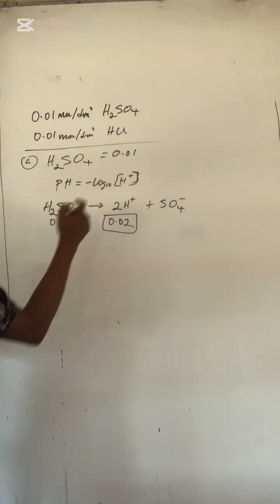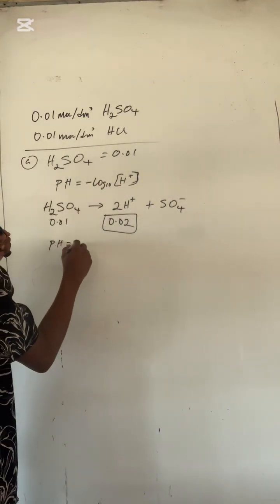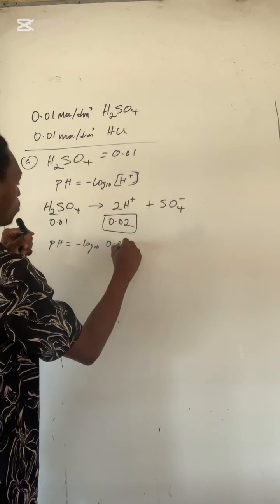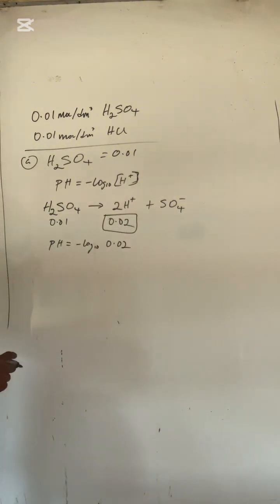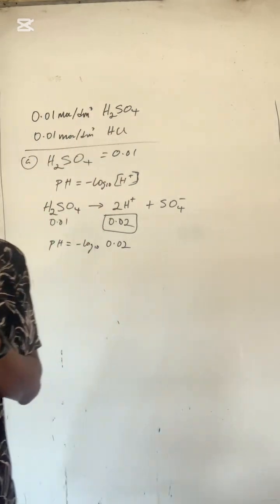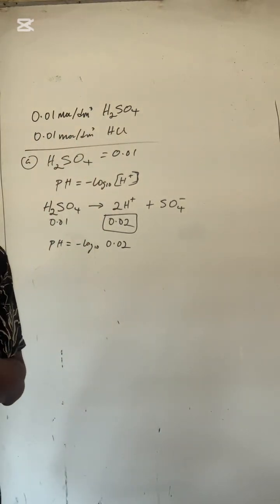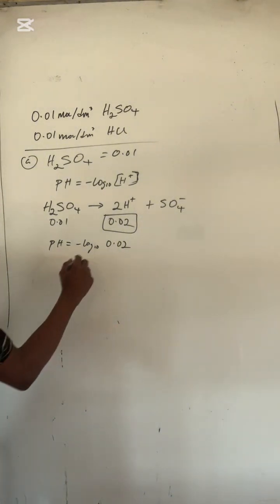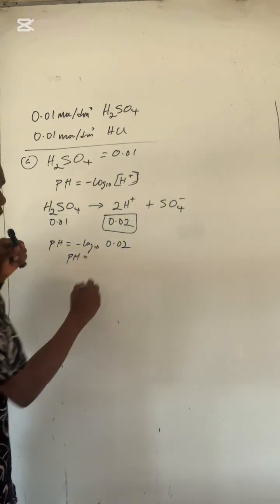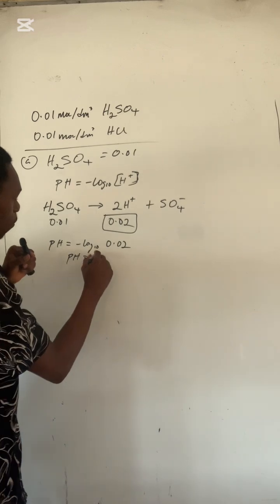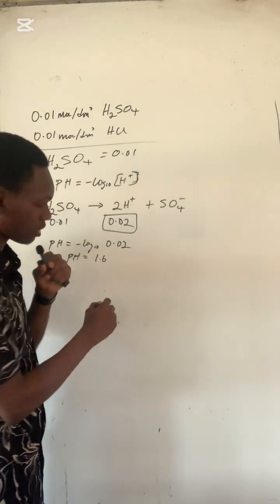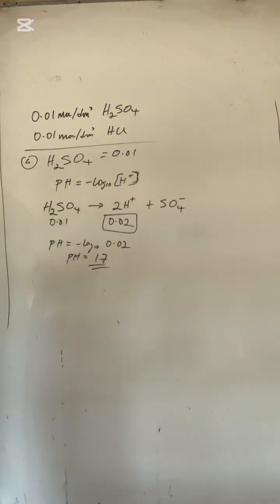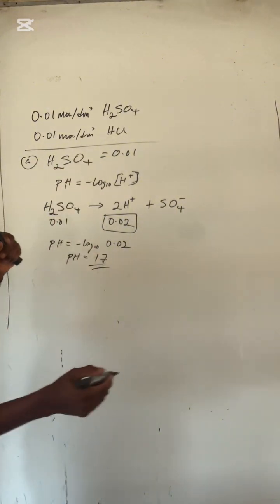Now let's plug that into our formula. pH is equal to negative log base 10 of 0.02, which is our hydrogen ion concentration. Now let's simply press that in our calculator. If we simply do that, we are going to find out that the pH of the sulfuric acid is in the 1.6, 1.7 range. 1.7 is the pH of this acid.